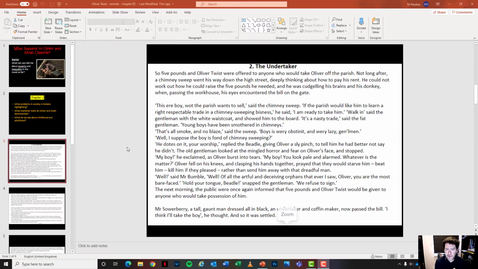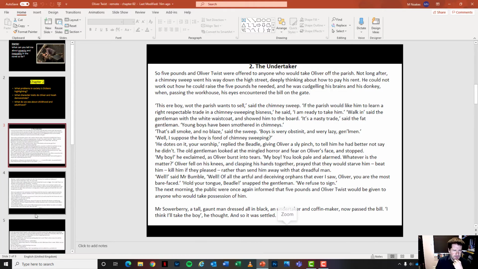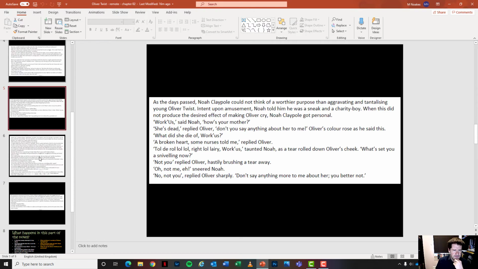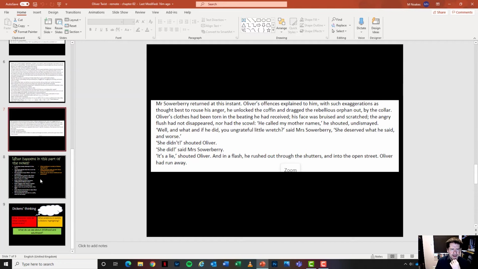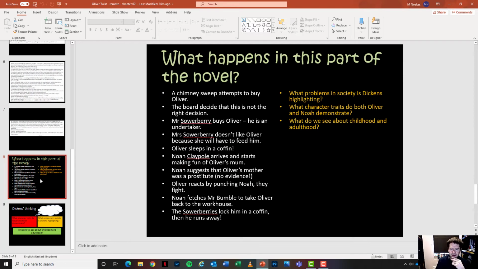The rest of the PowerPoint has the chapter in it, so you can read it from the PowerPoint. You could also use the reading booklet that you were assigned last assignment. I'm going to put it in the file section as well, so you'll find it there. But you can read from the PowerPoint if the device you're working from has a large enough screen. So you just read through each slide, 1, 2, 3, 4, and 5. That's the entire second chapter. And at the very end here, you've got a summary of what's happened in this part of the novel.